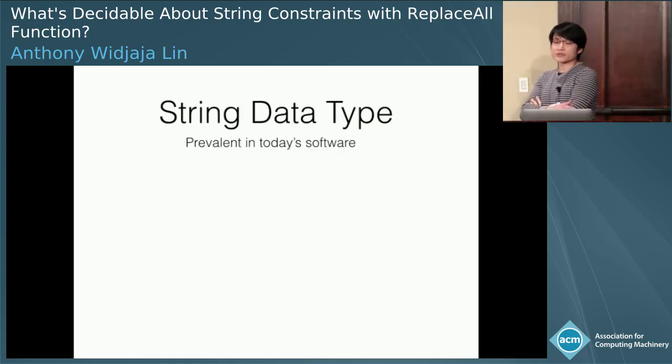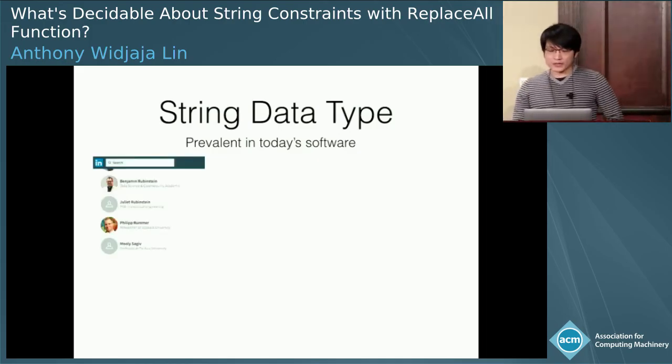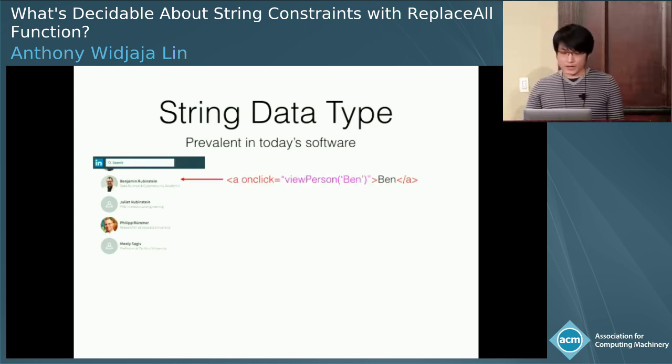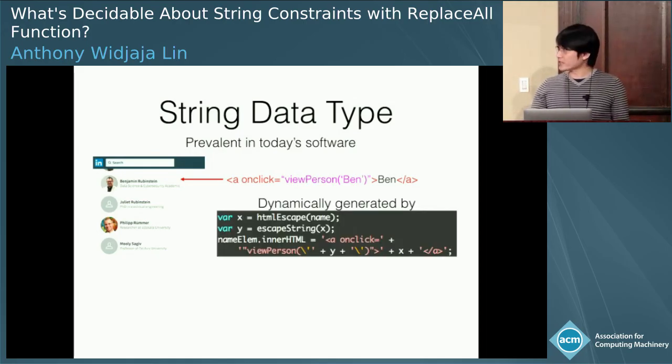Strings are an important data type which are prevalent in today's software. In fact, they are in virtually every web page, as you already saw in the previous two presentations. For example, on my LinkedIn friends list, each friend corresponds to an HTML hyperlink, which when clicked will invoke the function viewPerson with his or her name as an input. Such an HTML page is typically dynamically generated by a series of string manipulations, whose resulting strings will be inserted into the page.